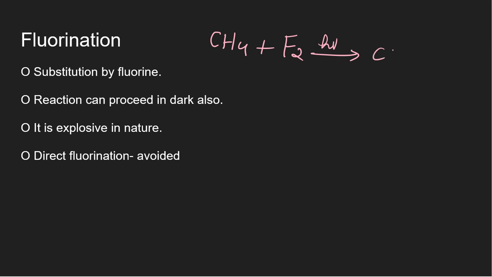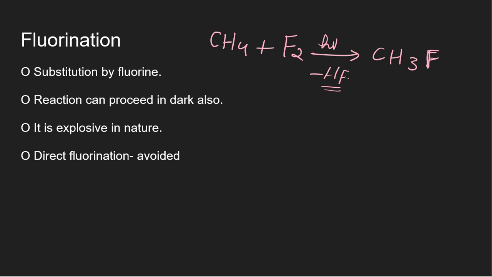So I am going to react it with sunlight, and the product, as you would have already guessed, will be CH3F. This is your product. This is your alkyl fluoride. And hydrogen fluoride will be removed from this reaction. This is your reaction occurring.